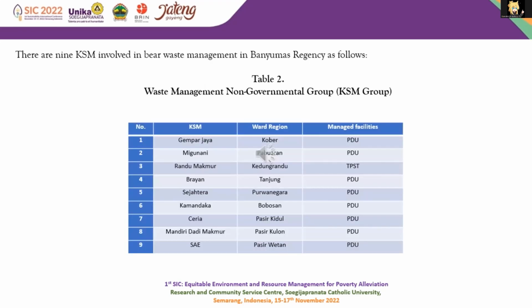There are 9 KSM involved in waste management in Banyumas Regency as follows. Kembar Jaya, Koper, PDU, manage PDU facilities. Megunani, Pabuaran, Region Pabuaran, manage PDU facilities. Randu Makmur, Kedung Randu, manage TPST facilities. Rian, Region Tanjung, manage PDU facilities. Sejahtera, Kamandaka, Ceria, Mandiri Makmur, SAE, manage PDU facilities.